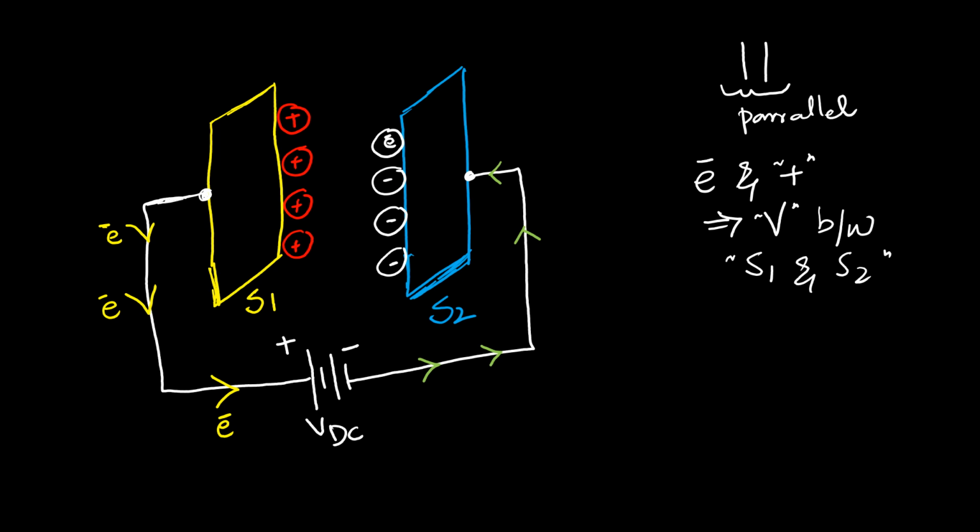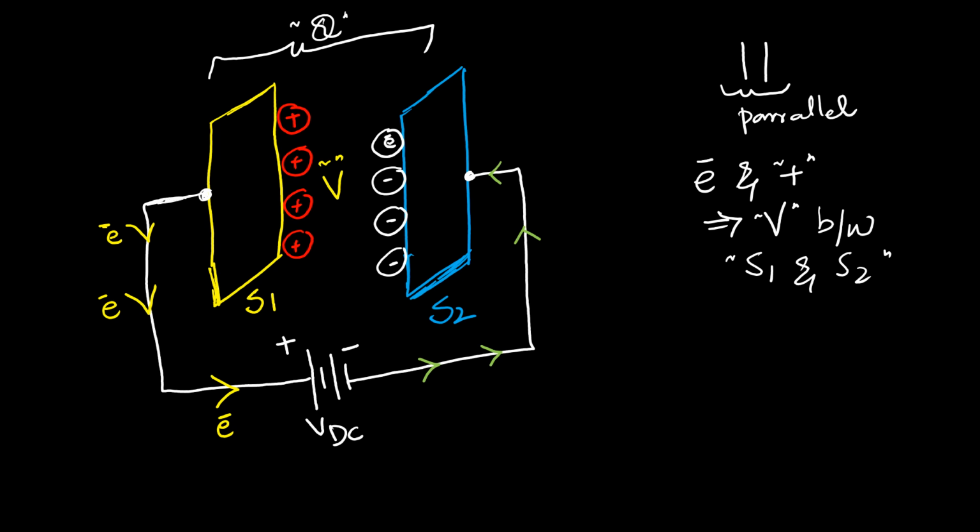So now, the more the amount of charge stored on the surface of the parallel plate, the more potential difference will be created between the S1 and S2 plates.